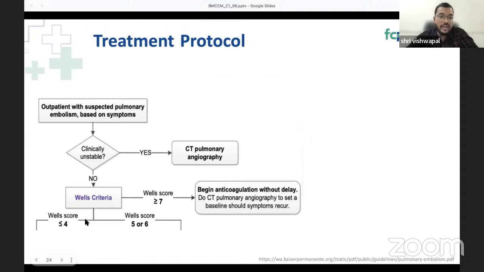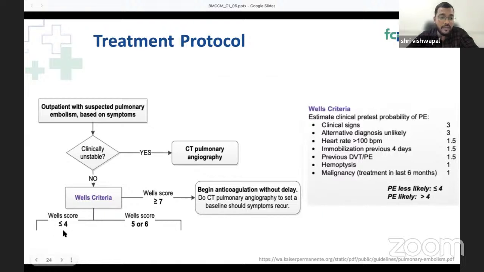Wells criteria consists of three parameters: less than 4, 5 or 6, and more than 7. So here's the Wells criteria. We have different tests to estimate the Wells criteria. One is clinical signs, another is alternative diagnosis, heart rate if it's more than 100, immobilization if the patient has been immobilized for at least 4 days, previous history of DVT or PE, hemoptysis, or any kind of malignancy which has been treated in the last 6 months.